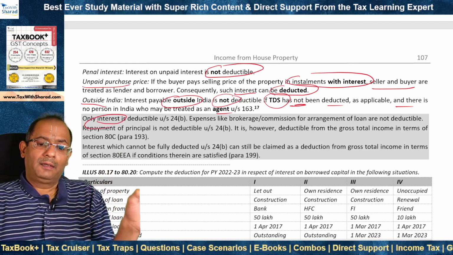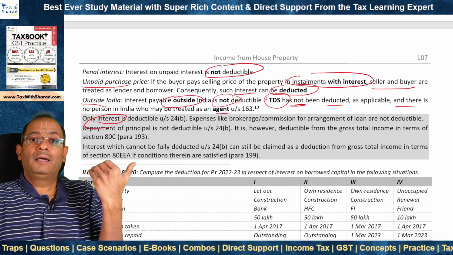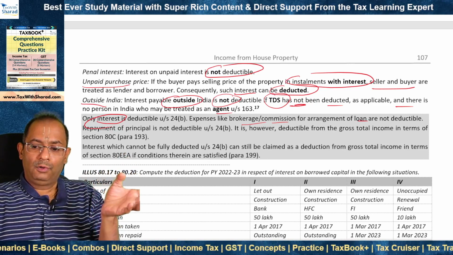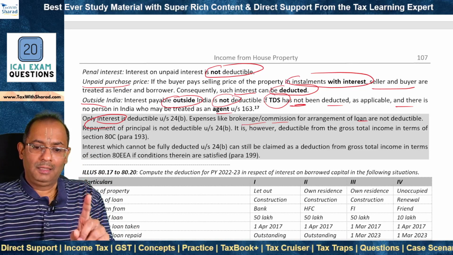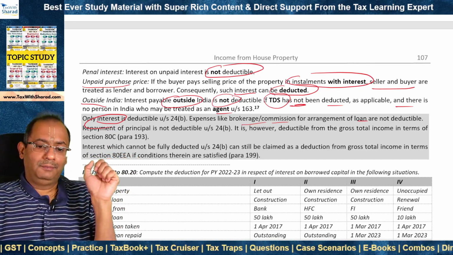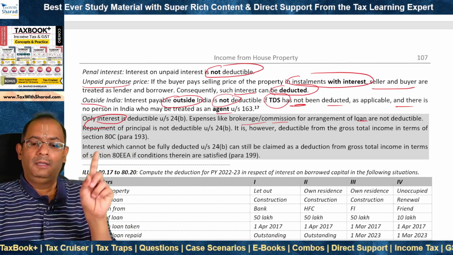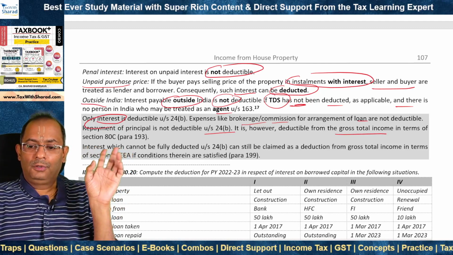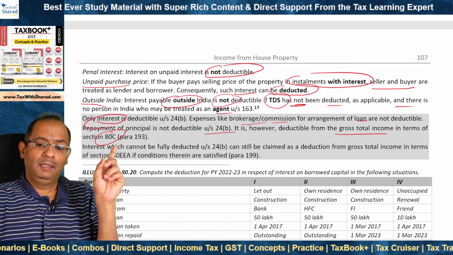Now only interest is deductible under section 24B. An assessee may also incur expenses like brokerage or commission for arrangement of loan, and these types of expenses are not deductible. Only interest is allowed as deduction under 24B. What about repayment of principal? Repayment of principal is not deductible while computing income under the head IHP. It is, however, deductible from the gross total income under section 80C, which we will look at in detail in the video on 80C.